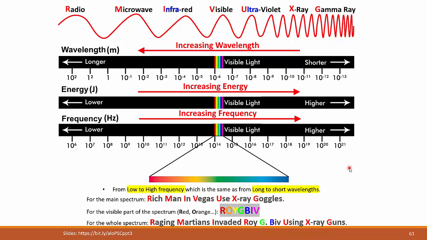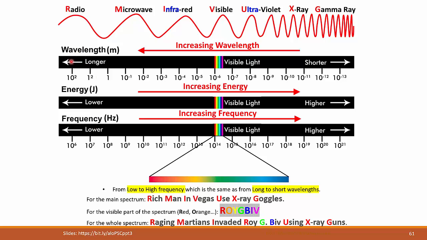Let's examine the electromagnetic spectrum. Okay, we have the different types of waves here, starting from radio waves going all the way up to gamma rays. We have these black bars to tell us how wavelength, energy, and frequency change.